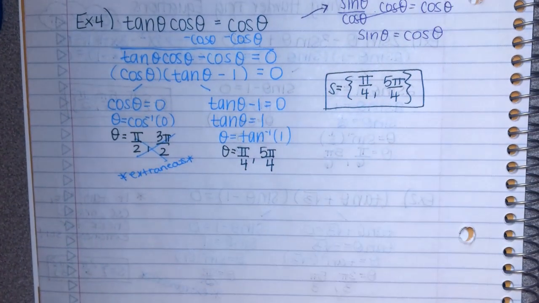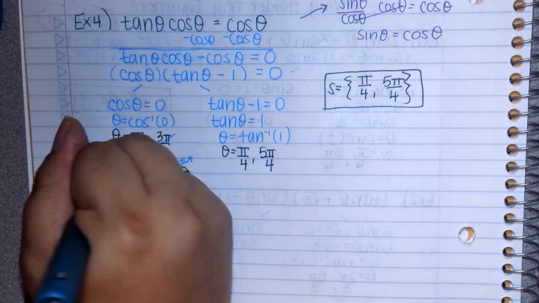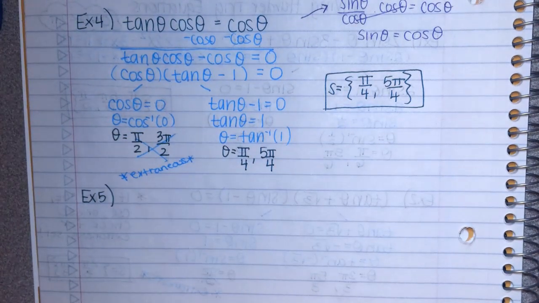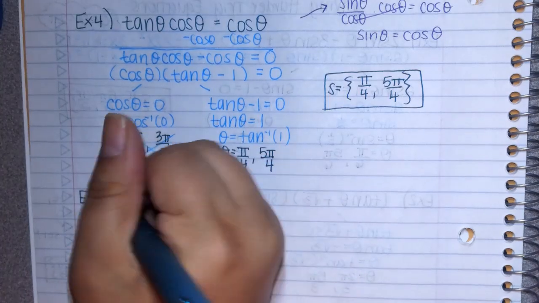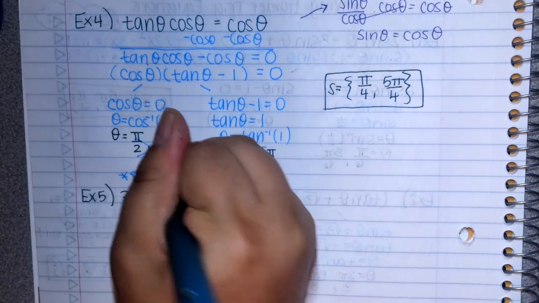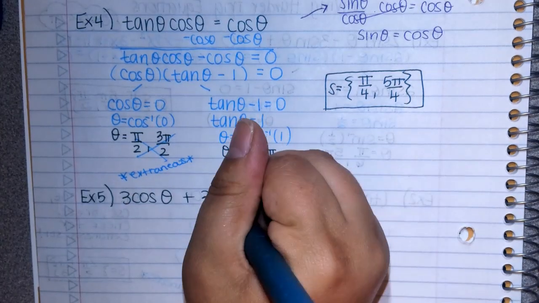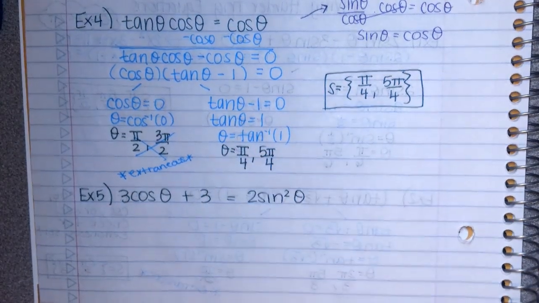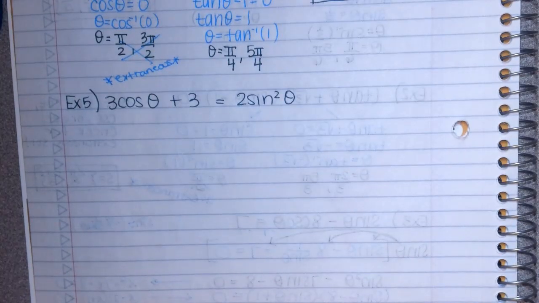Alright, we are now on example 5. By the way, I would love to let y'all go off and be like, okay, your turn. However, every single one of these examples that I'm doing is like a different situation that I want you to see. 3 cosine of theta plus 3 equals 2 sine squared theta.